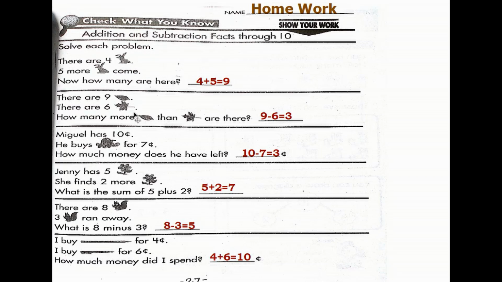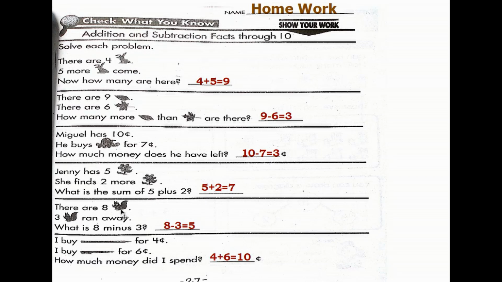Next, Miguel has 10 cents. He buys a doll for 7 cents. How much money does he have left? Again, how much is left means you are asked to subtract. To get the remaining money, you have to what? Subtract. So you subtract 7 from 10, it will be 3. And number 4, Jenny has 5 flowers. She finds 2 more. What is the sum of 5 plus 2? 5 plus 2 is 7.